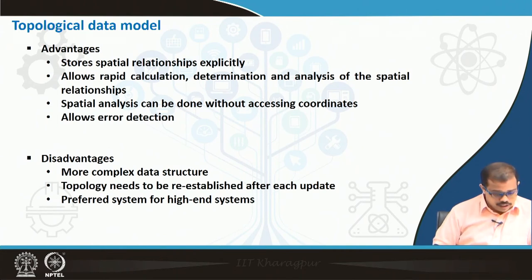Looking at the advantages, it stores spatial relationships explicitly, which is not done in a spaghetti model. It allows rapid calculation, determination and analysis of spatial relationships, which is extremely important. Spatial analysis can be done without accessing coordinates. You do not need coordinates, but you can do spatial analysis, and it always allows error detection. That is extremely important when you are representing a data model. Among the disadvantages, it has a very complex data structure, and topology needs to be re-established after each update. It is the preferred system for very high-end systems.